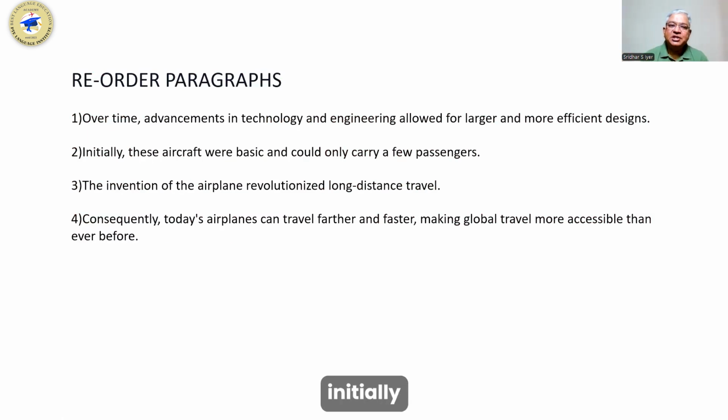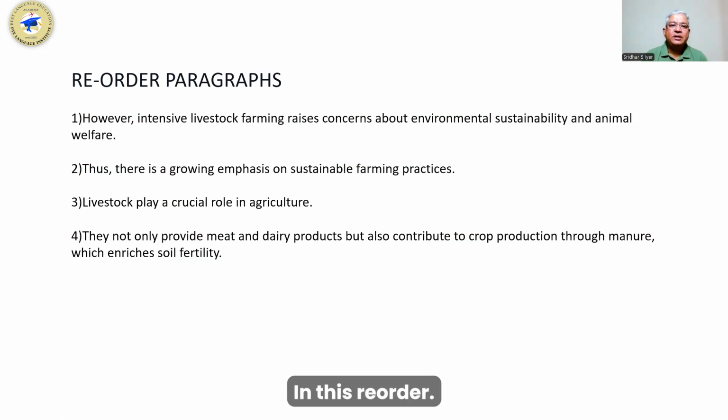Here, over time, initially, consequently is pairing another standalone topic sentence. So, the invention of the airplane revolutionized long distance travel looks like a standalone sentence. Initially, these aircraft were basic and could only carry a few passengers. Over time, advancements in technology and engineering allowed for larger and more efficient designs. Consequently, today's airplanes can travel farther and faster, making global travel more accessible than ever before, looks like a concluding sentence here.